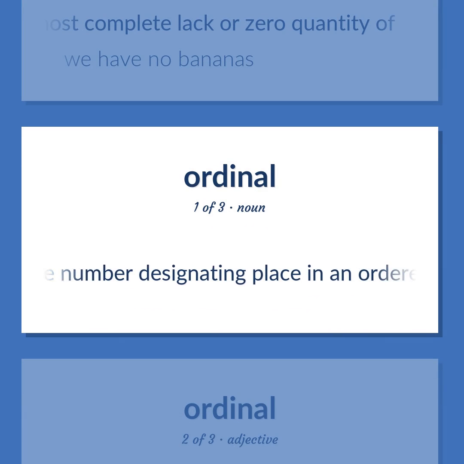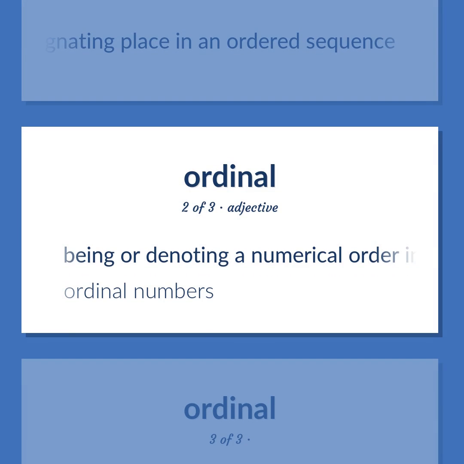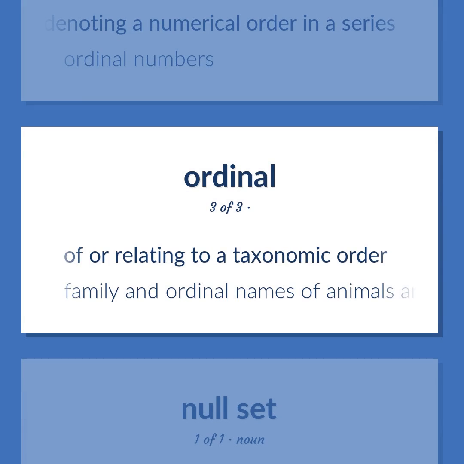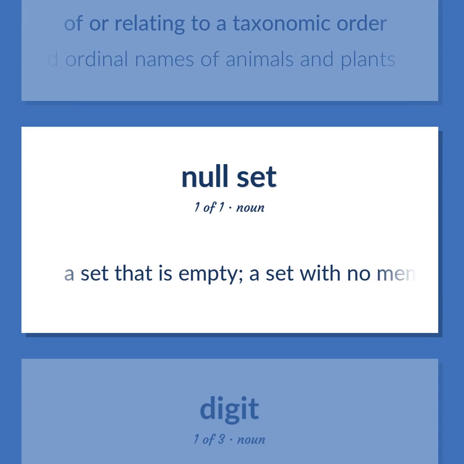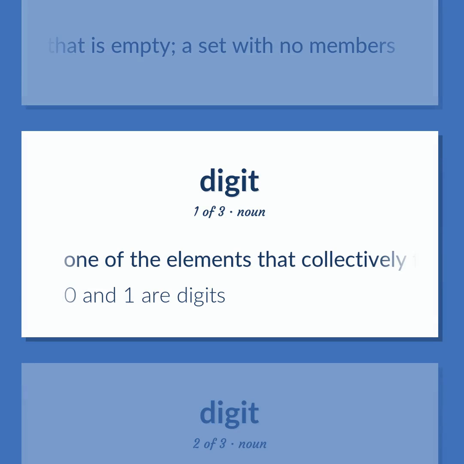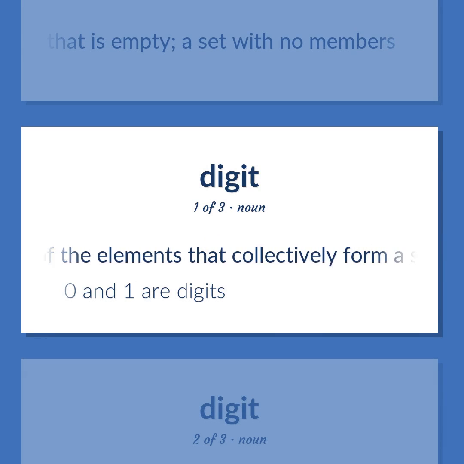The number designating place in an ordered sequence. Being or denoting a numerical order in a series. Ordinal numbers. Of or relating to a taxonomic order. Family and ordinal names of animals and plants. A set that is empty. A set with no members. One of the elements that collectively form a system of numeration. 0 and 1 are digits.